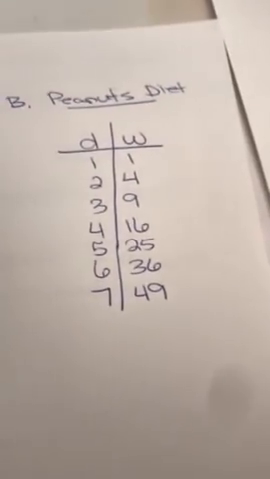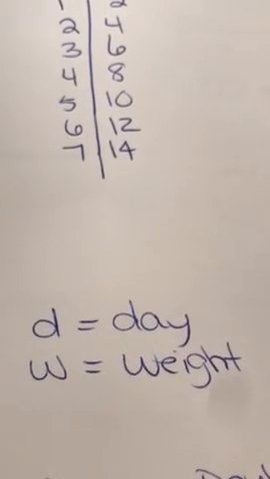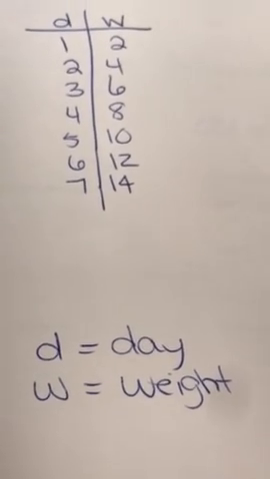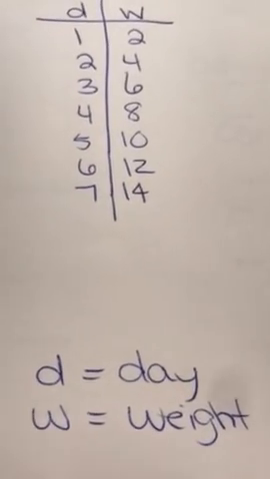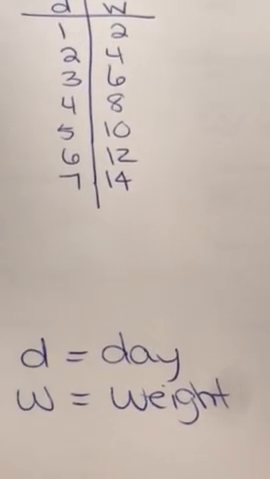Okay, so B is going to ask us, what variables did you use? This is what we used. D we represented for day, W we represented for weight. So that's what we chose to use to represent our variables.